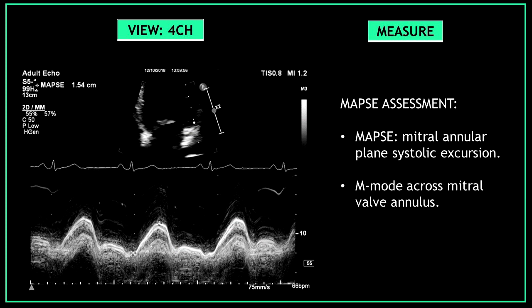Here you can perform a MAPSE assessment. MAPSE is the mitral annular plane systolic excursion, and you can obtain this using M mode across the mitral valve annulus.